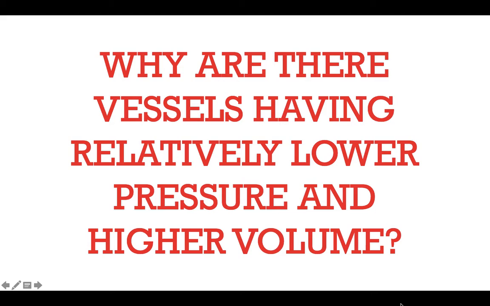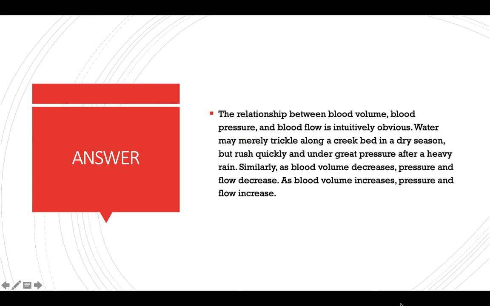Next, first question: why are there vessels having relatively lower pressure and higher volume? The relationship between blood volume, blood pressure, and blood flow is intuitively obvious. Water may merely trickle along a creek bed in the dry season, but rush quickly under great pressure after heavy rain. Similarly, as blood volume decreases, pressure and flow decrease. As the blood volume increases, pressure and flow increase too.